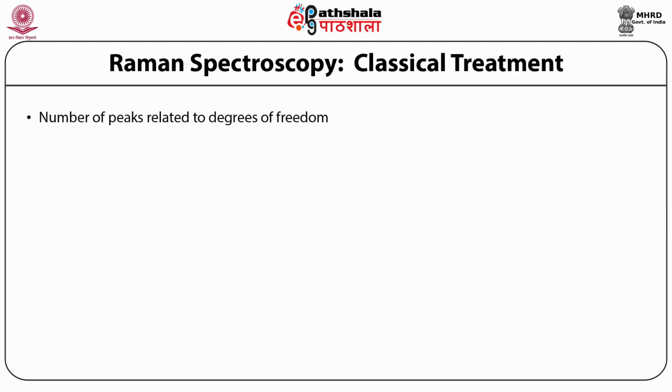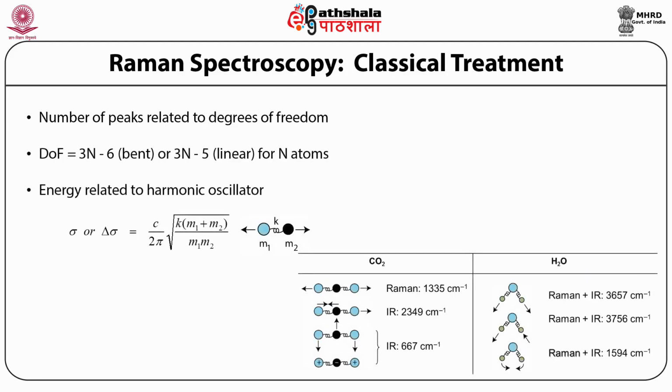The number of peaks is related to degrees of freedom. The degree of freedom, DOF, is equal to 3N minus 6 in bent mode, or 3N minus 5 in linear mode, for N atoms.